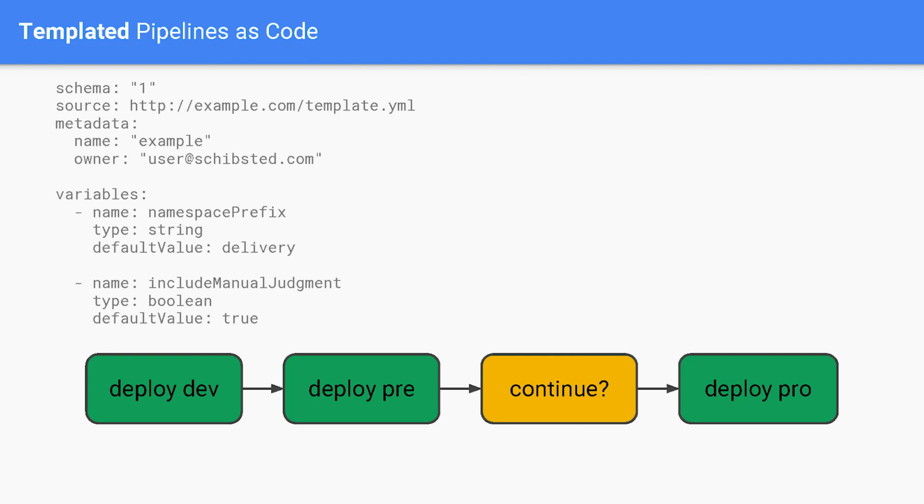There are a lot more overrides that you can use, but this is the typical example of how a pipeline is done. This pipeline expands into four stages: deploy to dev, deploy to pre, manual judgment, and then deploy to production.